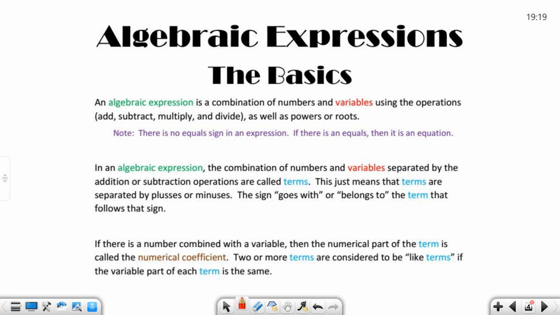If there is a number combined with a variable, then the numerical part of the term is called the numerical coefficient. Two or more terms are considered to be like terms if the variable part of each term is the same. So you have a numerical coefficient and then you have the variable part of the term. If the variable parts of the terms are the same, then you have like terms. If there's no variable that exists within a term, it is known as a constant term.